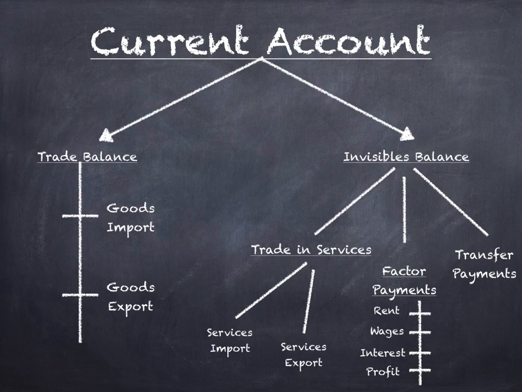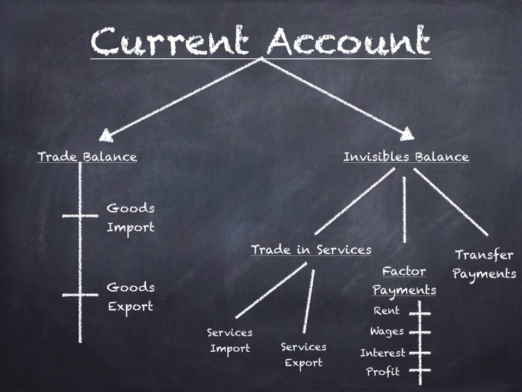Similarly, if I am a person who owns a company in the US and that company earns some profit and that profit is transferred to me, that would be noted down in the invisibles balance. So Indians earning rent, wages, interest, profit outside India would be noted down in the invisibles balance. Similarly, foreigners earning rent, wages, interest, profit in India would be noted down in the invisibles balance. So transactions related to factor payments are noted down in the invisibles balance.